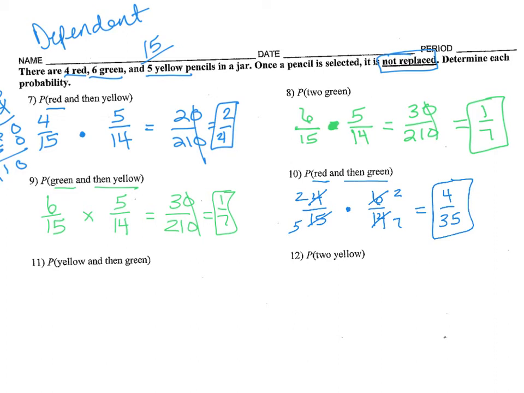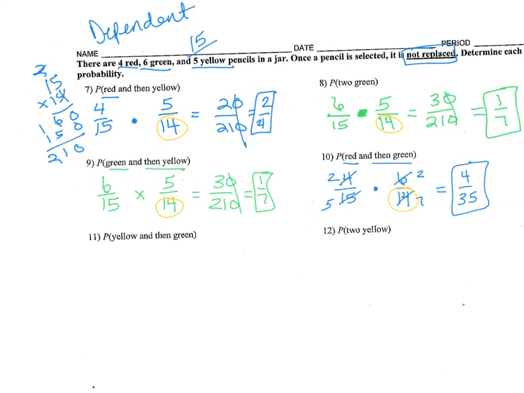Okay, so are y'all noticing what's happening? We're taking one away from the second round because we have one less. I got 2 over 21 for that one. Okay, last 2. We can get through this really quick.